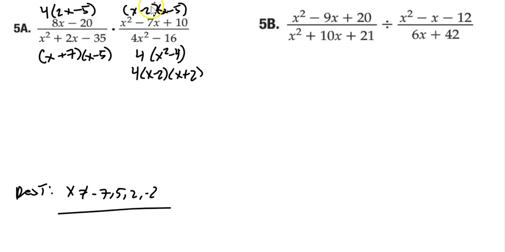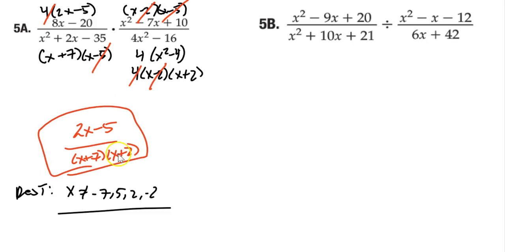What cancels? The x minus 2 and the x minus 2 cancel. Hey, the 4 and the 4 cancel. The x minus 5 and x minus 5. Look what survived the massacre: 2x minus 5 over x plus 7, x plus 2. Remember, that's it. We can't do anything else. These are all locked in. That's our answer. You get something like this and think, oh, that looks ugly.